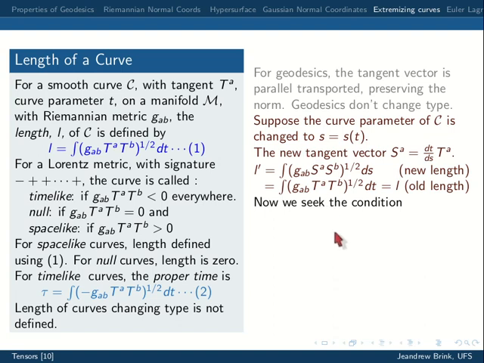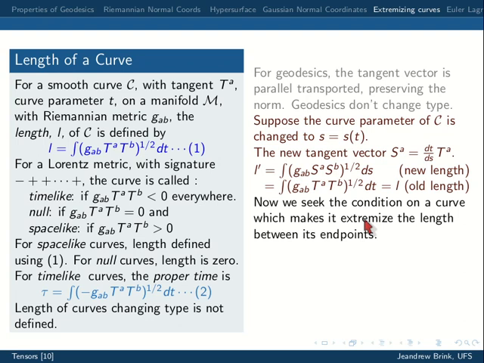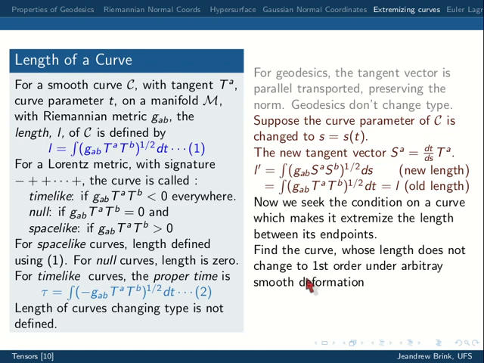Okay, so what we now want is a condition on a curve that makes it extreme. In other words, that makes it either the maximum or the minimum possible length that you can achieve. And we want it to be the extreme length between its endpoints. And then we want to say, fine, let's find the curve whose length doesn't change to first order under arbitrary smooth deformation.